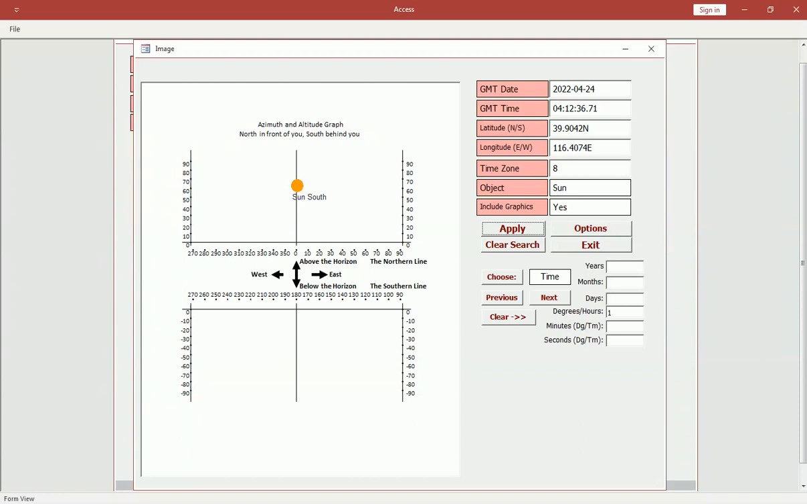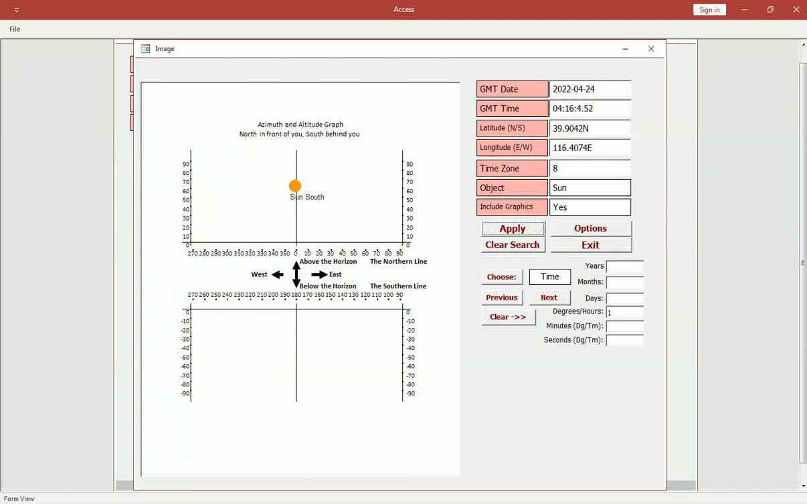Let me clarify this. Suppose you are standing upright and the sun is directly above your head. Then the sun will be at 90 degrees west, which is exactly the same point as 90 degrees east, which is exactly the same point as 90 degrees north, which is exactly the same as 90 degrees south. What I want to say here is that at 90 degrees altitude, all the directions are exactly at the same point.